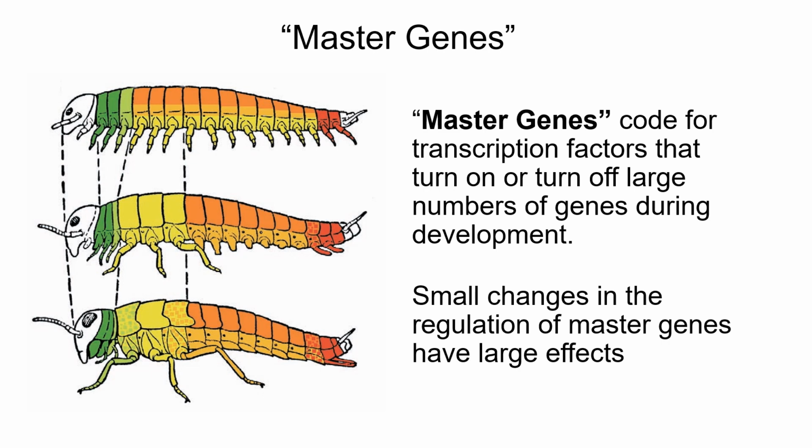Within an insect, we have three well-defined regions. We have the head, which is shown in green here. We have the thorax, which is where the legs and the wings attach, shown in yellow. And then we have the abdomen, which is shown in orange and red. And what seems to have happened is that certain master genes got turned on in each of these regions.